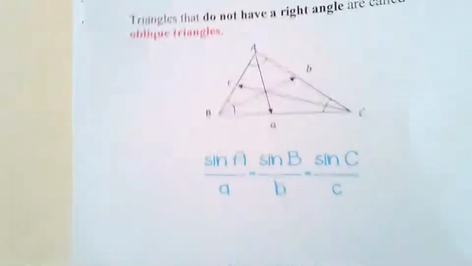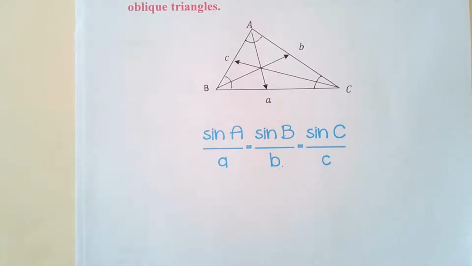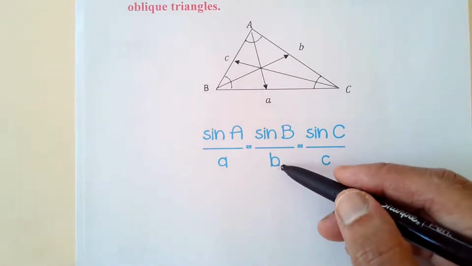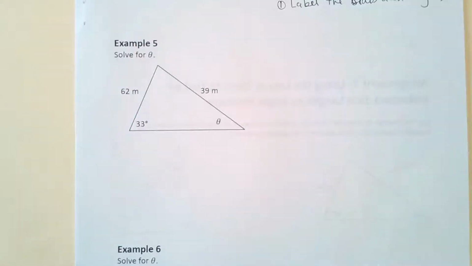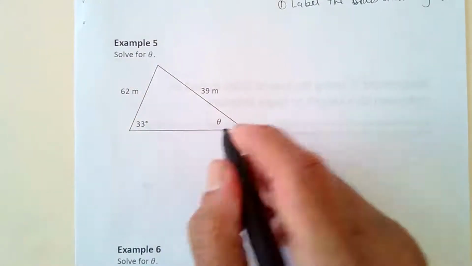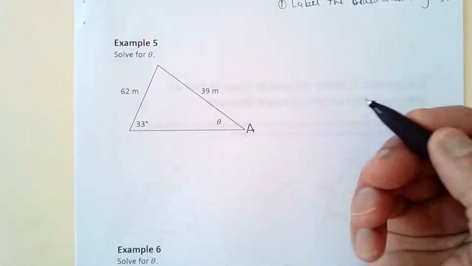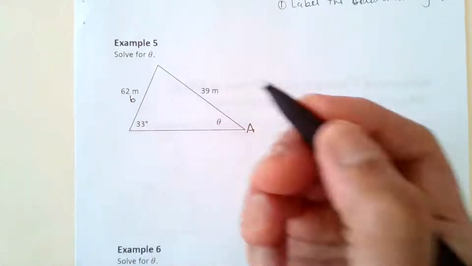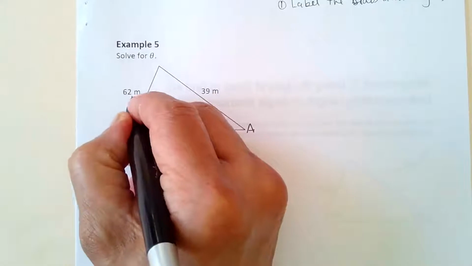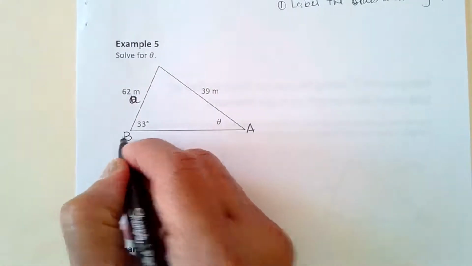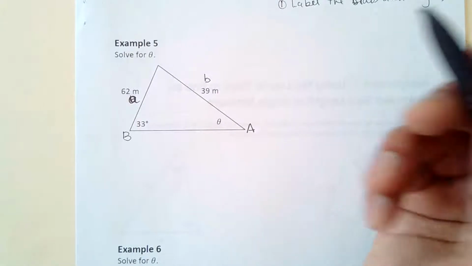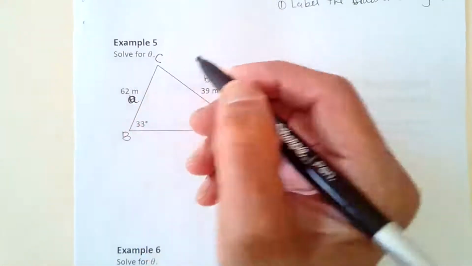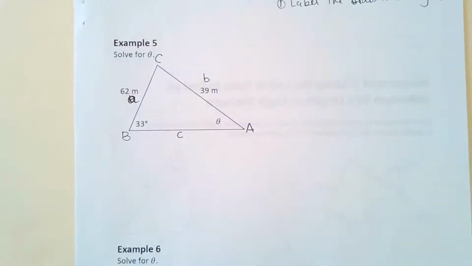Now, since we are using sine A over side A equals sine B over side B, we will label our missing angle A, or the one we were trying to find. This will be side B, side A, angle B, side B. This would be angle C, side C. But it's irrelevant for this question because we're not asked to find the angle C.